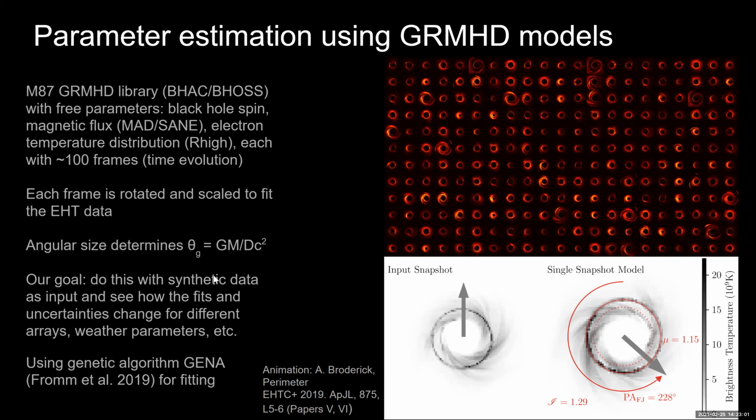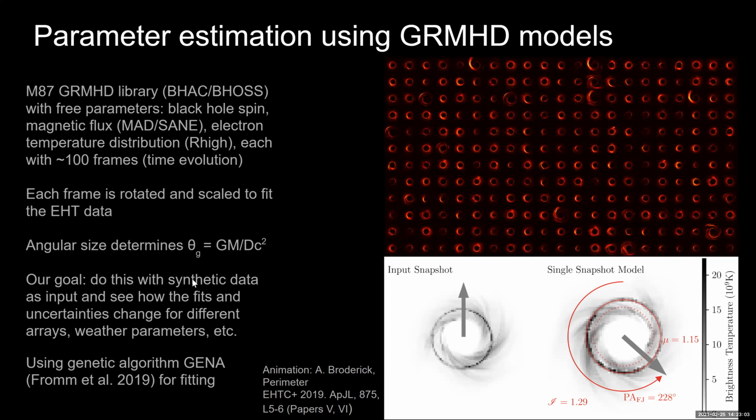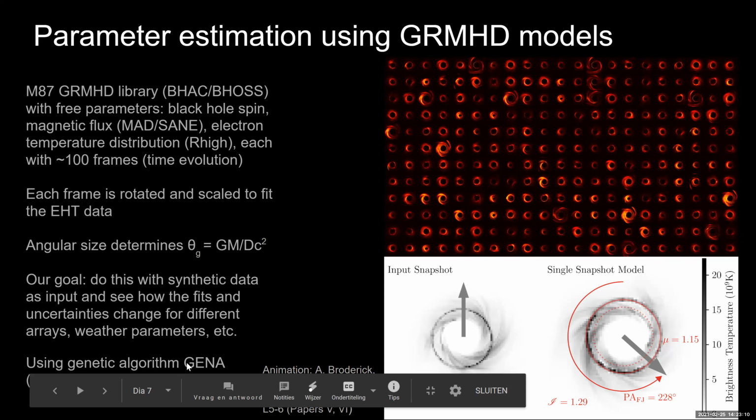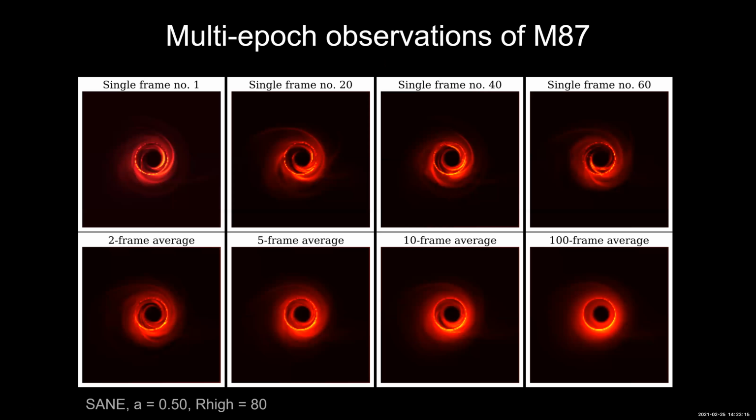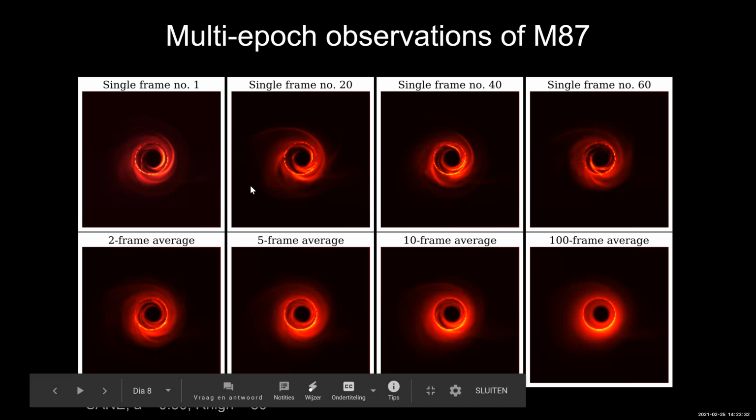What we are now doing is using synthetic data as input for different arrays and seeing how things change when we improve the array. And we've been using this genetic algorithm GINA, developed by Christian Fromm, to do the optimization. So apart from using different arrays, we also simulated multi-epoch observations. And that is because, as I will show, our ability to extract these parameters is limited a lot by the variability within these GRMHD models.